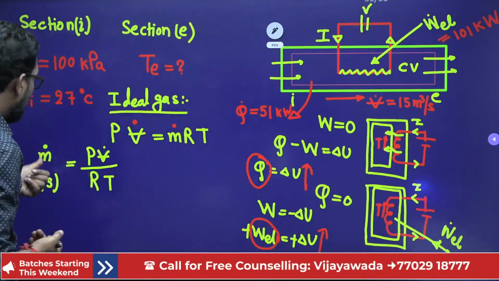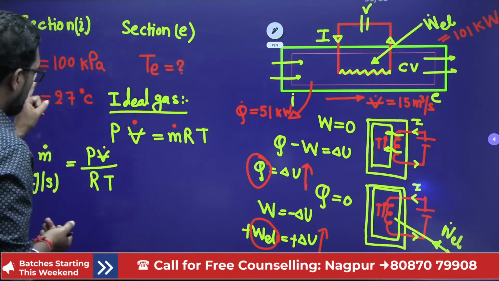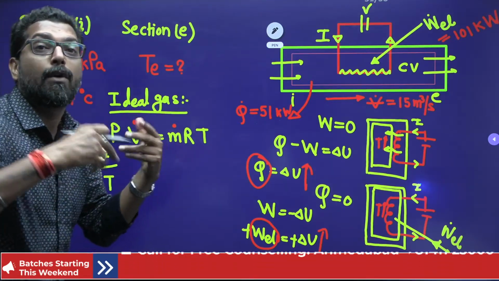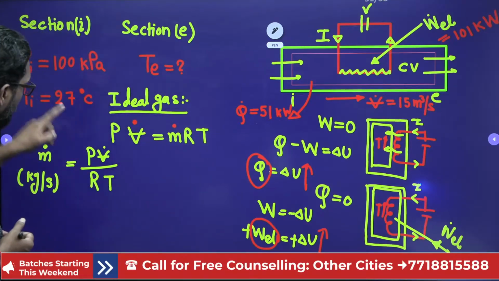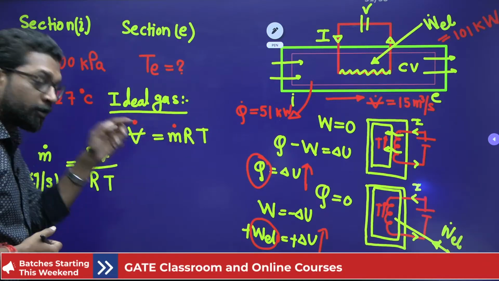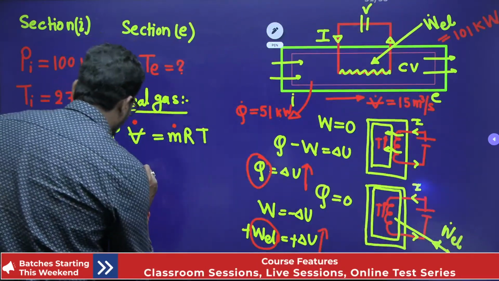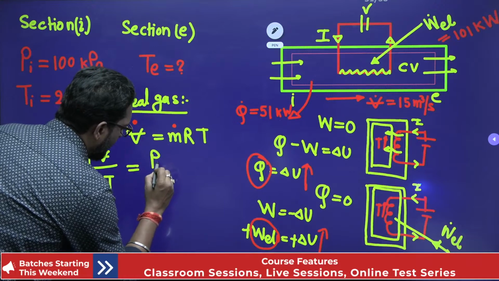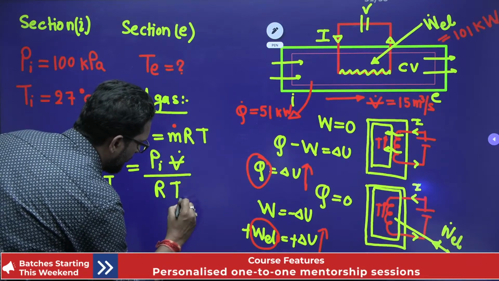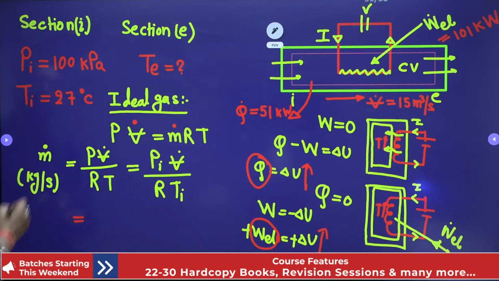So whether we put m dot i or m dot e doesn't matter, but we put the information we have. You know the pressure and temperature at the inlet, R is given, and the volume flow rate is fixed, so you can easily find the mass flow rate. Put in Pi, the volume flow rate, R into Ti. What is P? It is 100 kilopascal.